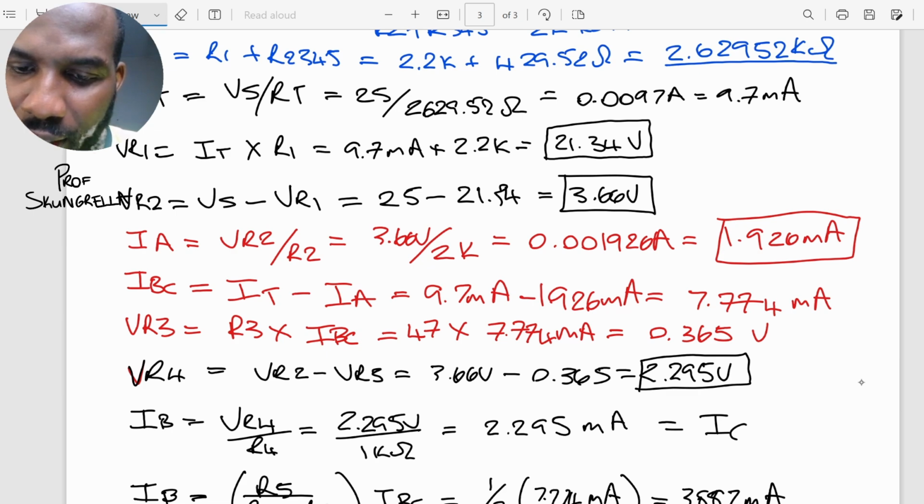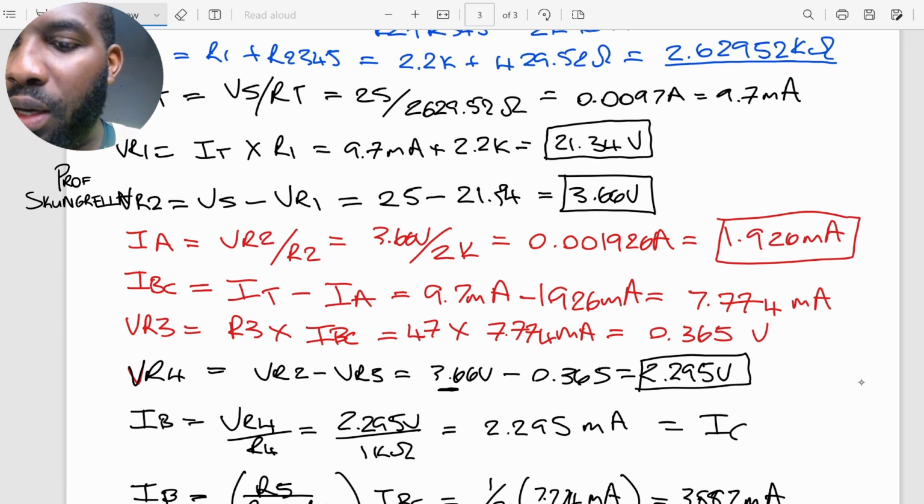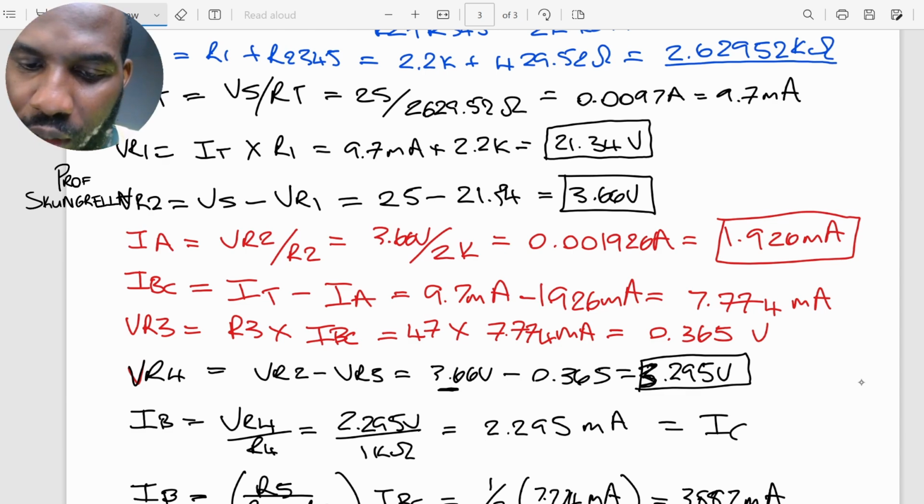Oh, I believe that the answer is incorrect here. Let's see. 3.66 minus 0.365 is actually not 2.9 but 3.29. So this should be updated, and this would be as well. And so if we do this now, it should be 3.2. Right? So it's closer to the area.